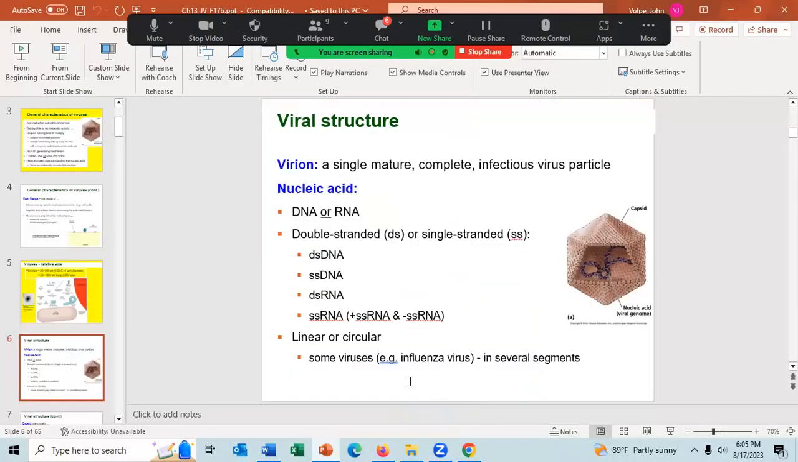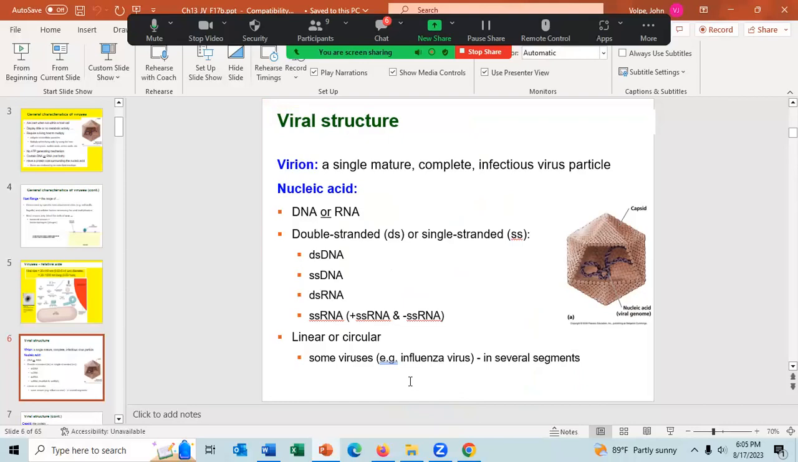When we're talking about viruses, it's important to talk about viral structure. The structure are the different parts of the virus. A virion is a single mature, complete infectious virus particle. So normally when we're talking about a virus, we are talking about a virion.